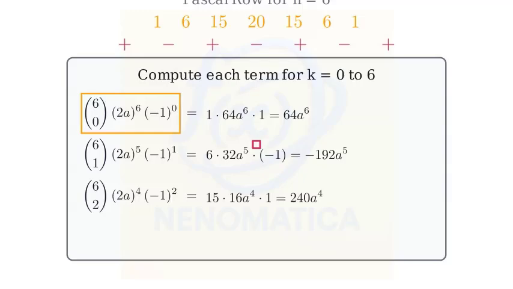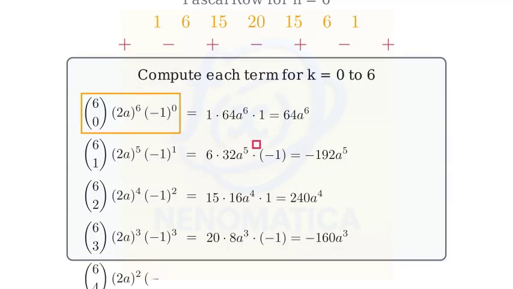k equals 3. 6 choose 3 times 2i to the 3 times negative 1 to the 3 equals negative 160i to the 3. k equals 4. 6 choose 4 times 2i to the 2 times negative 1 to the 4 equals 60i squared. k equals 5. 6 choose 5 times 2i to the 1 times negative 1 to the 5 equals negative 12i. k equals 6. 6 choose 6 times 2i to the 0 times negative 1 to the 6 equals 1.